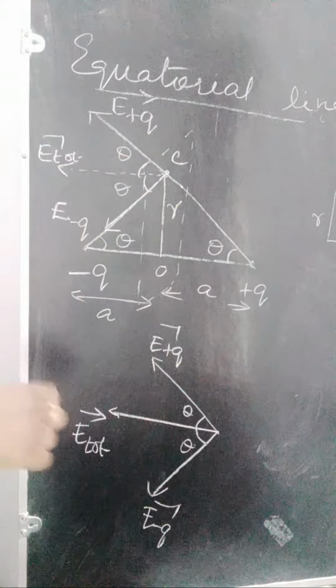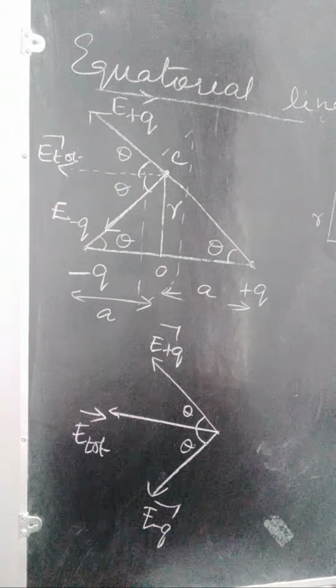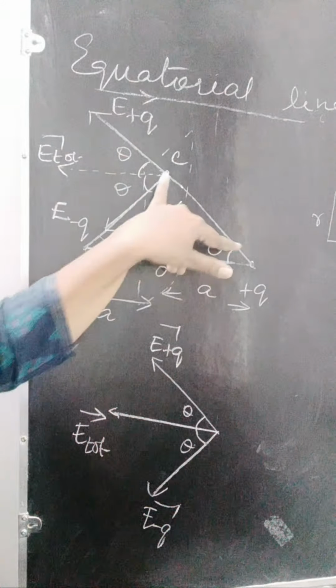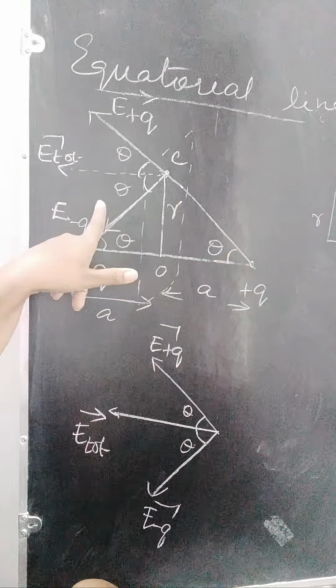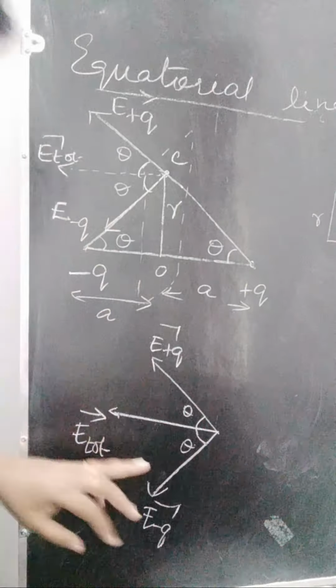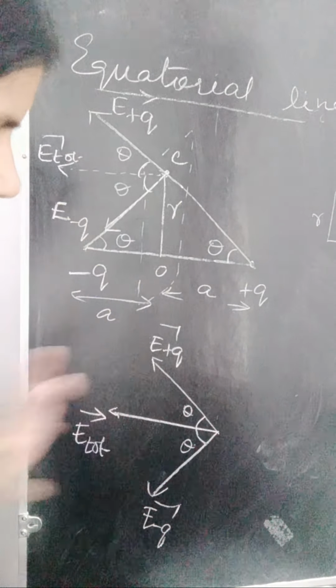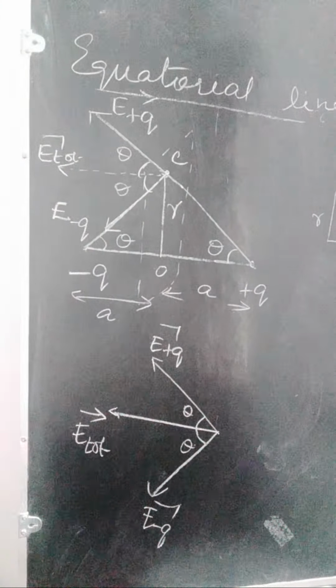Like previously we had R plus A and R minus A. We don't have those values, right? Both are lying at the same distance. Root of R plus A square here, and here also root of R plus A square. Only one difference is they are making an angle theta, right?